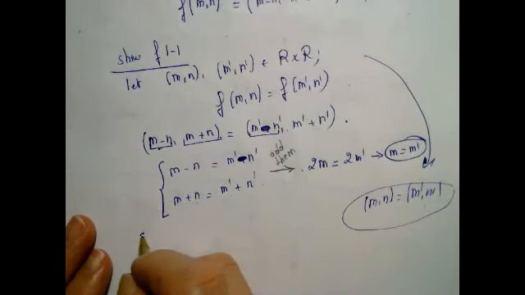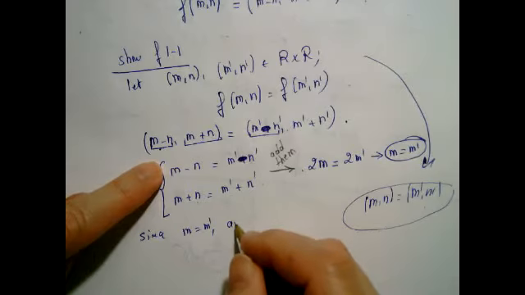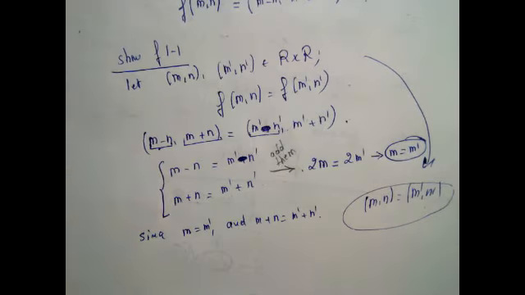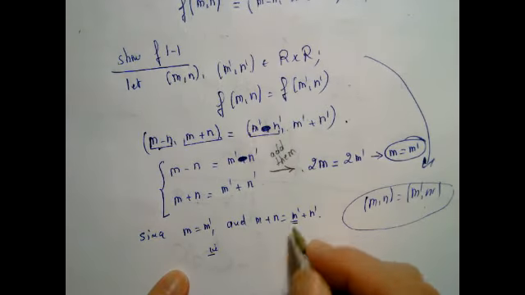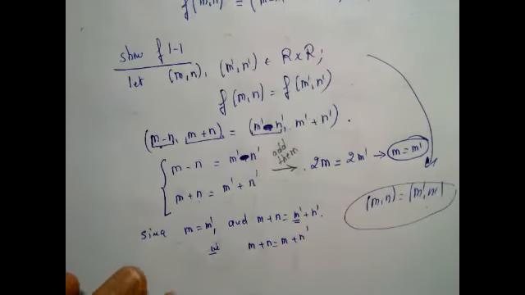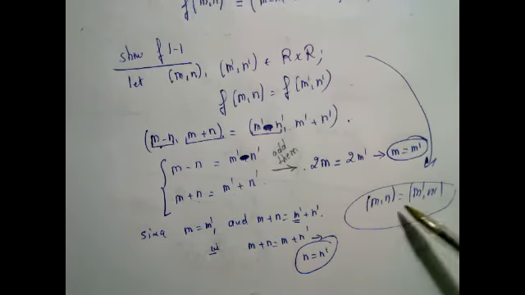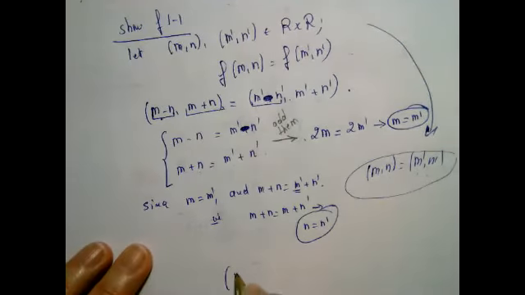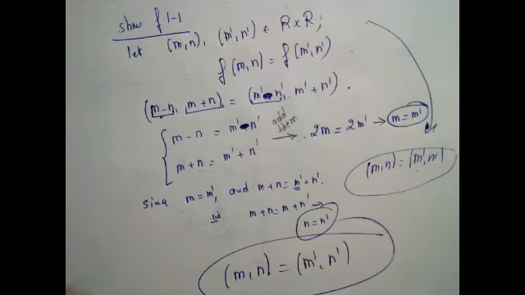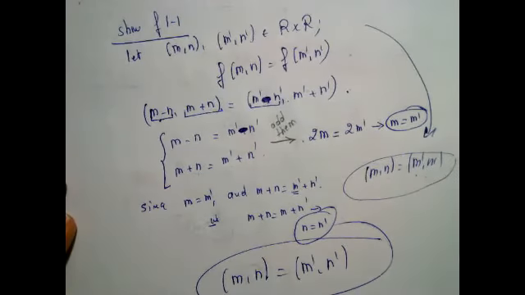Now, since m equals m prime, I can use m plus n equals m prime plus n prime. It means that I can substitute this for m. They are equal, which means n equals n prime. So m equals m prime, n equals n prime. So we have the ordered pair m, n equal to the ordered pair m prime, n prime. And that's how we're going to show 1-to-1 when we are dealing with a Cartesian product.